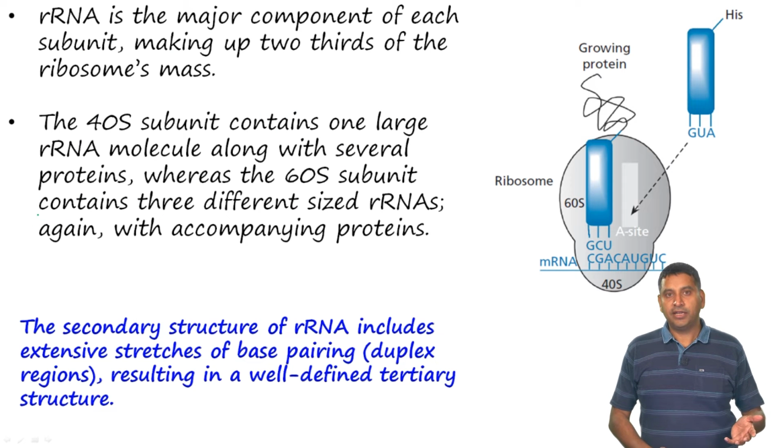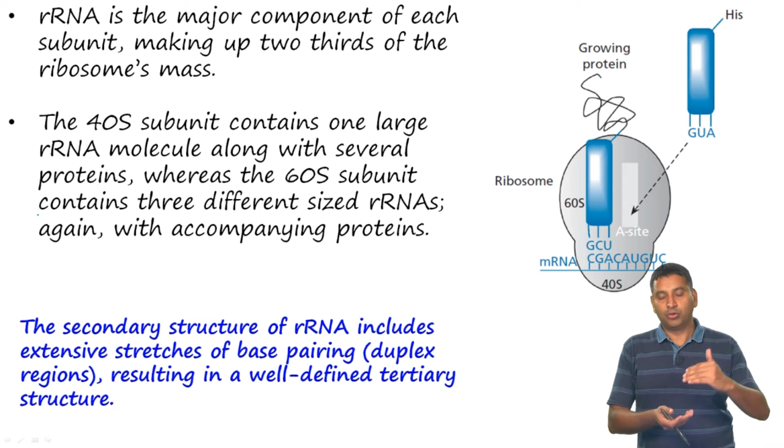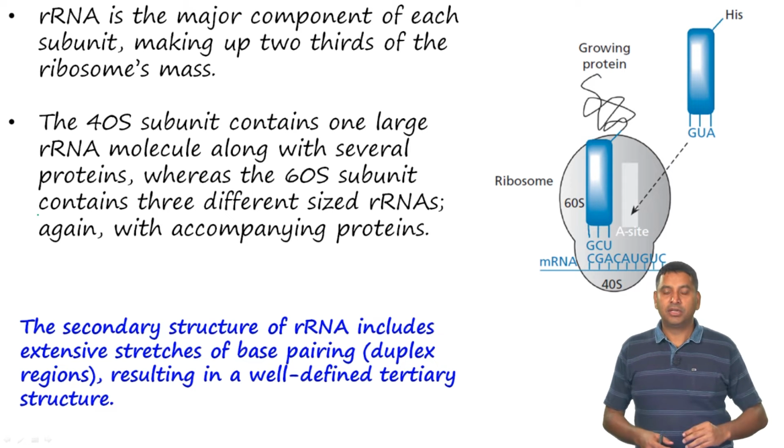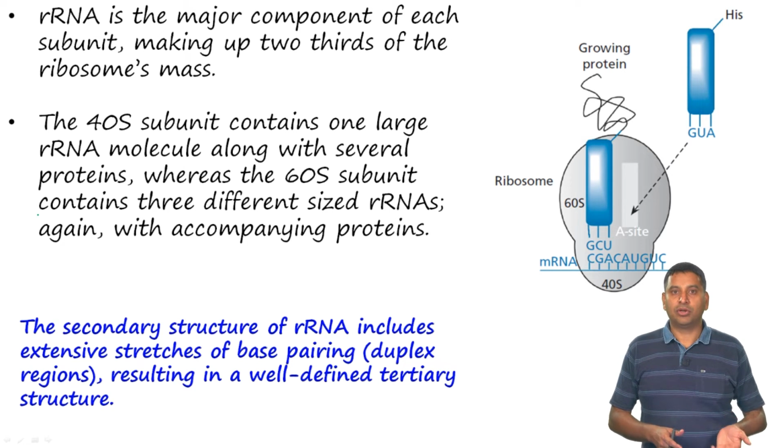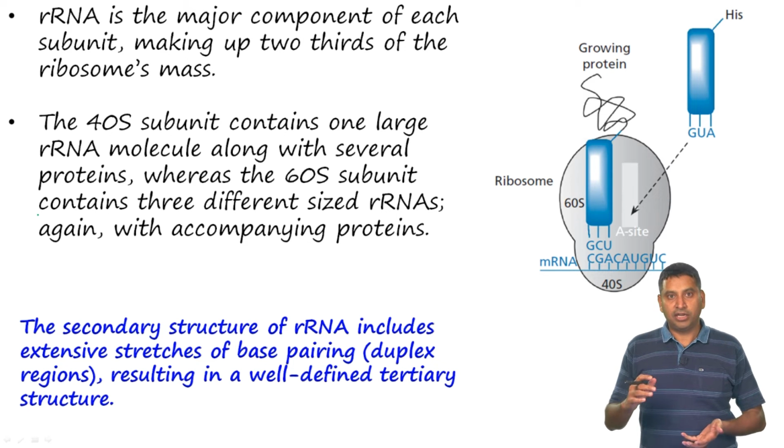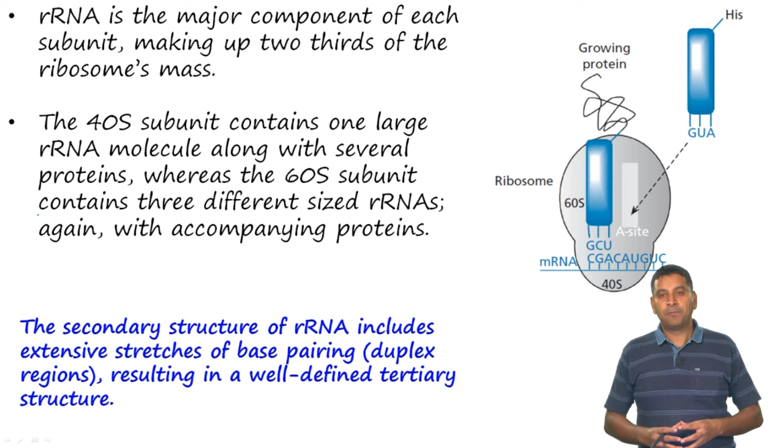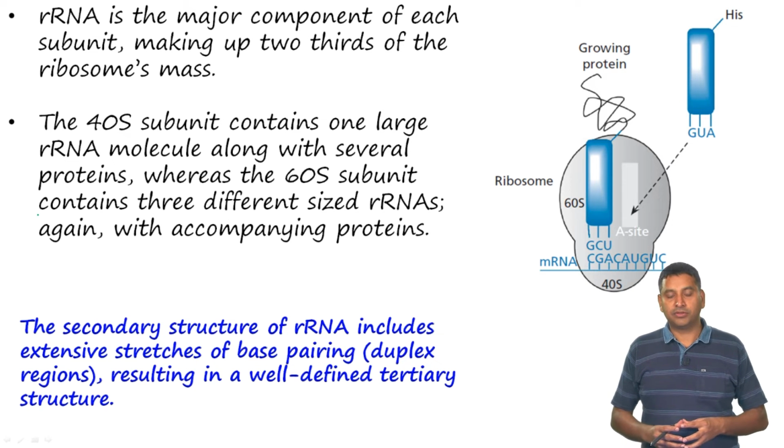So, rRNA is the major component of each subunit, making up 2/3 of the ribosome mass. There are two subunits: the 40S subunit, which contains one large rRNA molecule, and the 60S subunit, which contains 3 different size RNAs. Of course, there are proteins which accompany this.